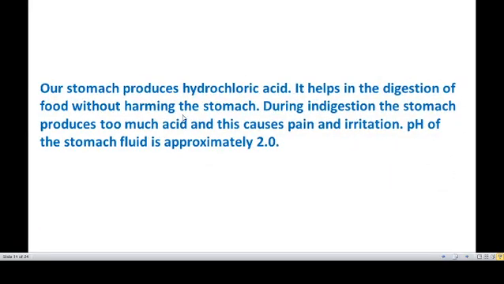Our stomach produces hydrochloric acid. It helps in the digestion of food without harming the stomach, which is the important thing. During indigestion, the stomach produces too much acid and this causes pain and irritation. The pH of the stomach fluid is approximately 2.